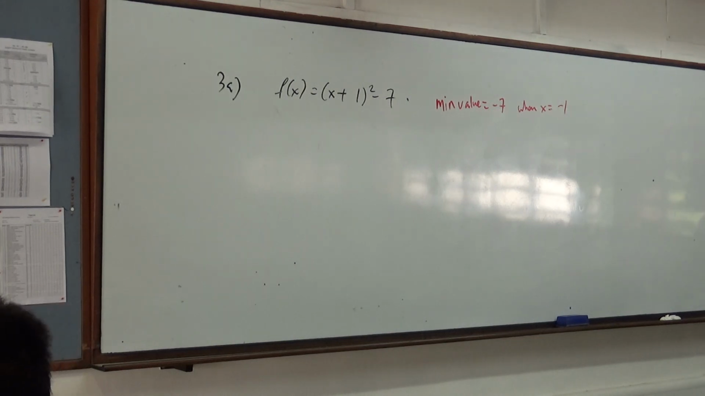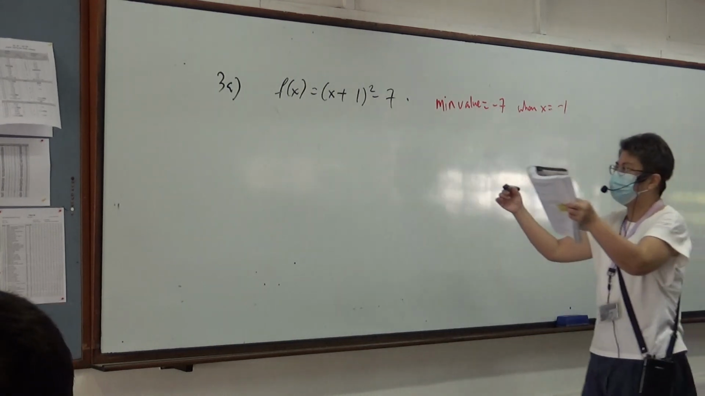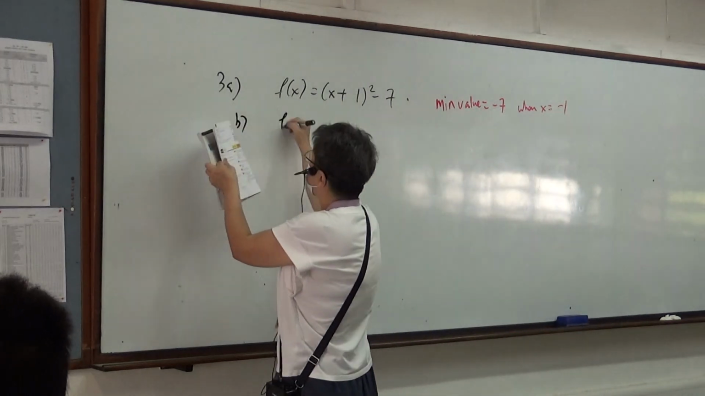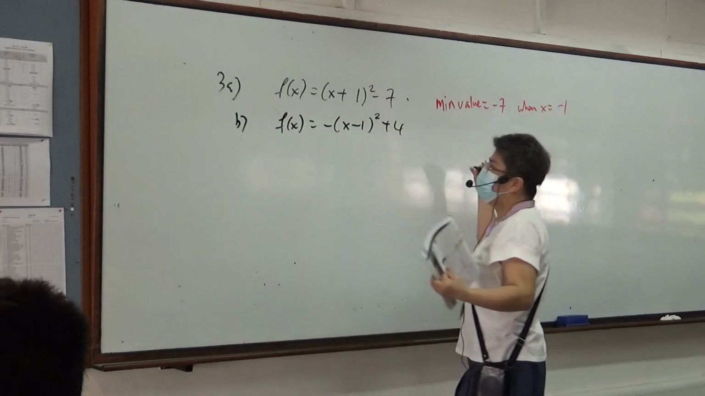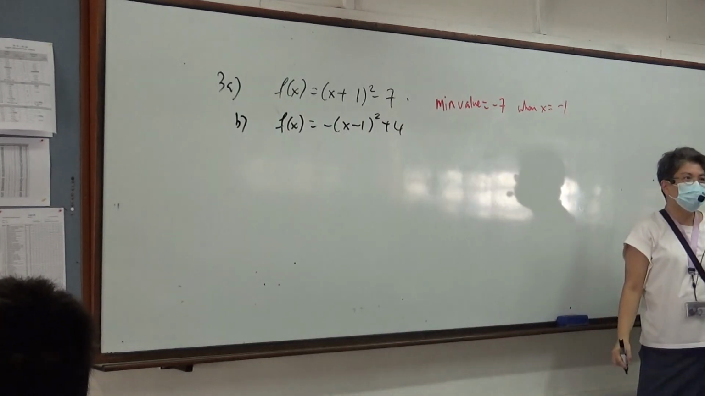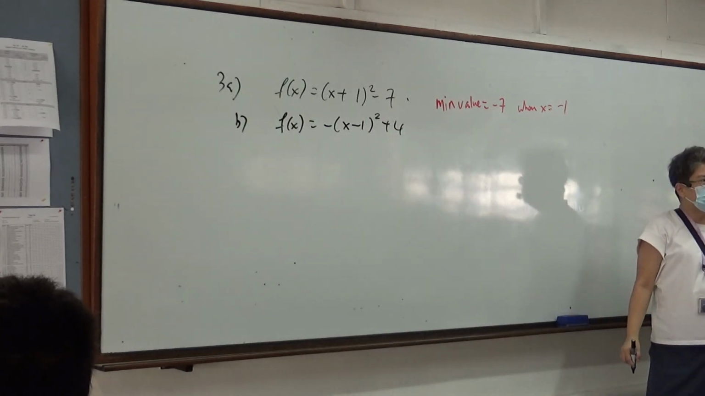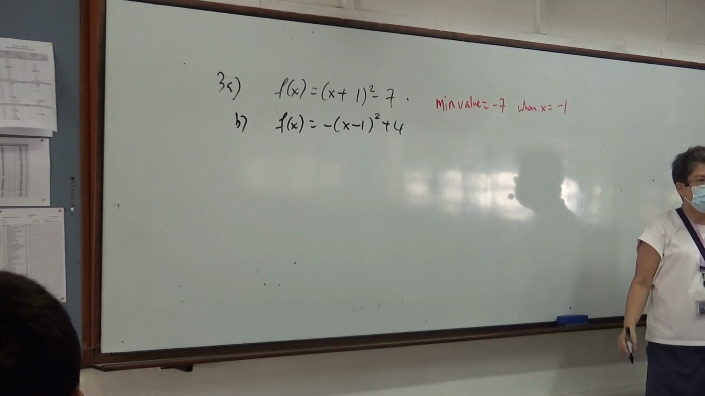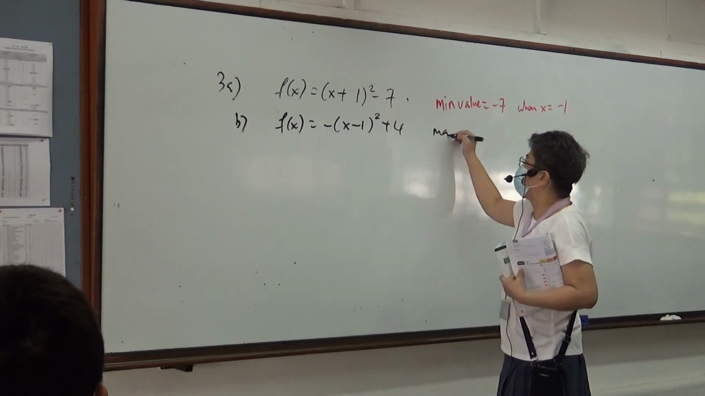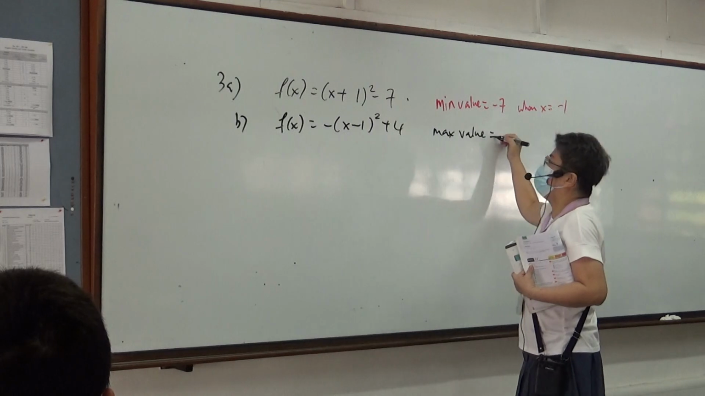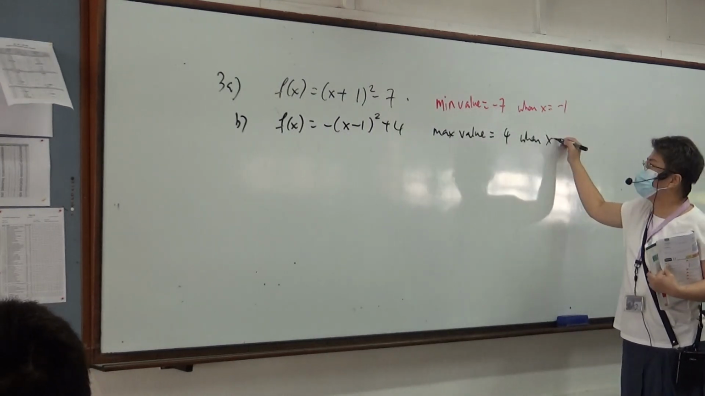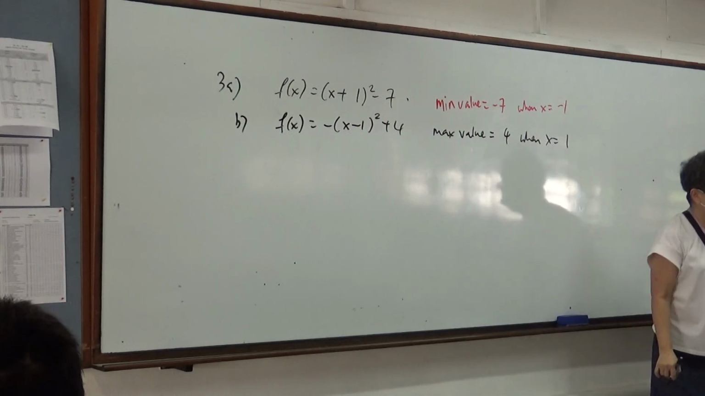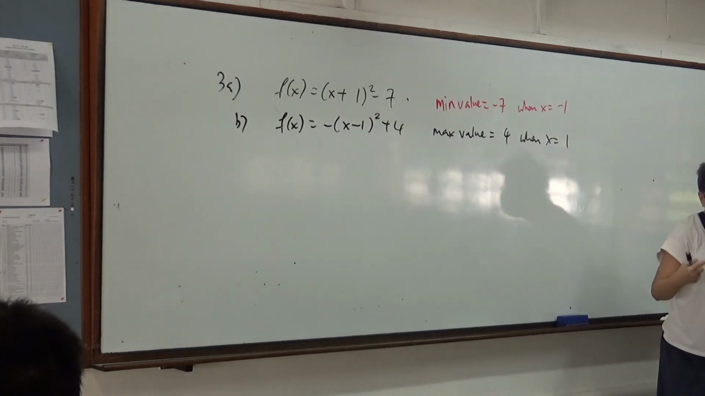Look at it. Tell me, what should it be? Is it the maximum or minimum value? Maximum, right? Maximum value of 4, when x is 1. Everybody okay? Can you see what I'm talking about here?